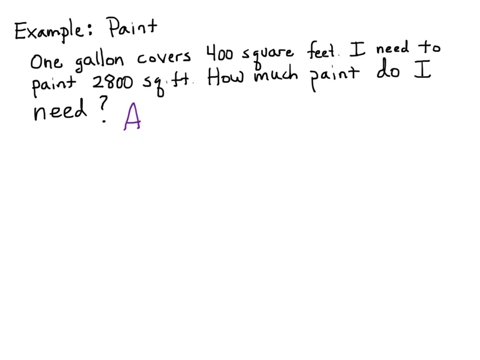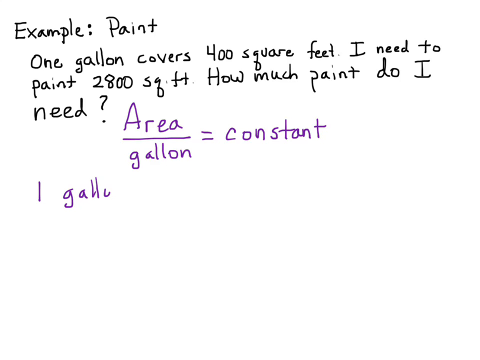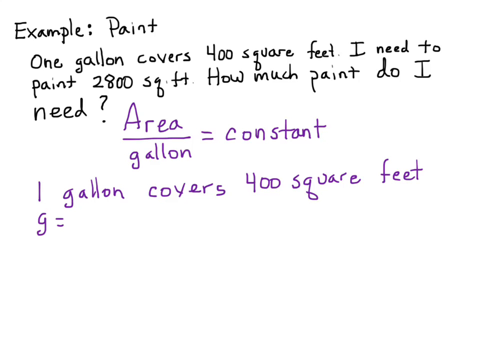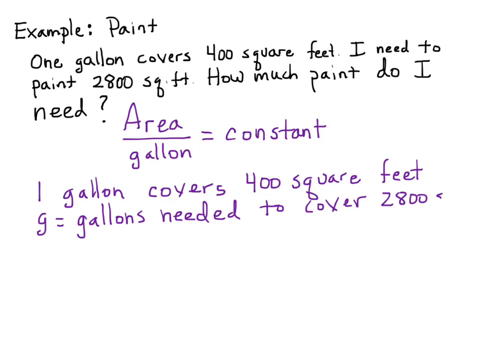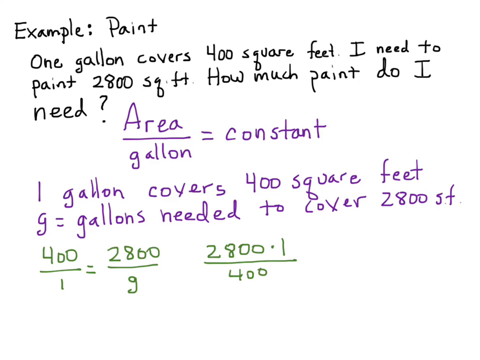And what we're thinking of is the proportion. So we have the ratio of the area to the gallons is constant. Okay, so 1 gallon doesn't cover more than the other. So what I'm going to say then is if 1 gallon covers 400 square feet, G is the number of gallons I need. I'm going to say 400 is to 1 as 2,800 is to G, the number of gallons. And so by solving for that G, what I get is 2,800 times 1 divided by 400 is 7. So I need 7 gallons of paint.